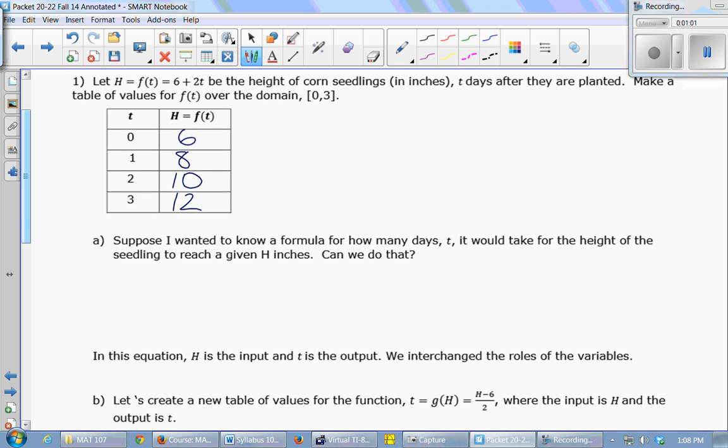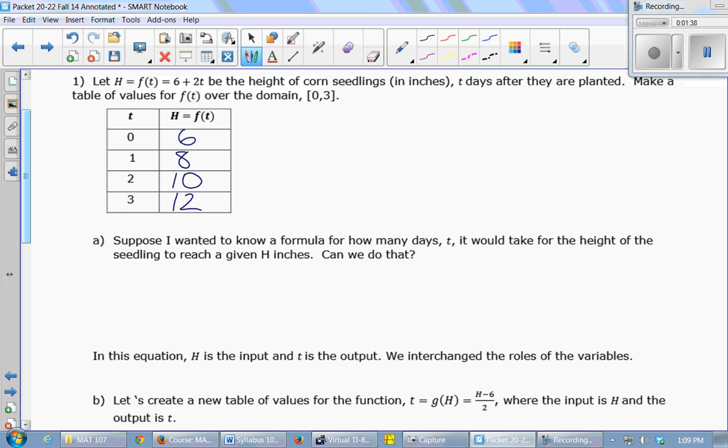But suppose I wanted to know a formula for how many days t it would take for the height of the seedling to reach some given height h inches. Like I say, okay, well, I can transfer my seedlings from the grow light into the ground when they are 18 inches tall or something like that. How do I go the other way? I would make it equal to 18, but what if I wanted a function for any h? Not just for 18 in particular, but any height. I would like to know the time.